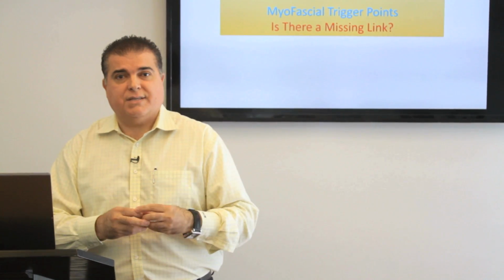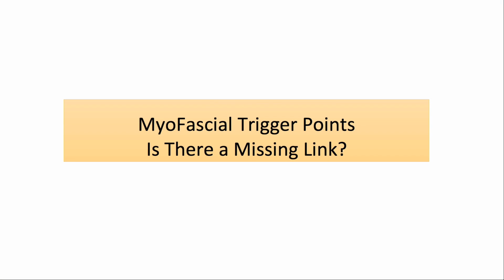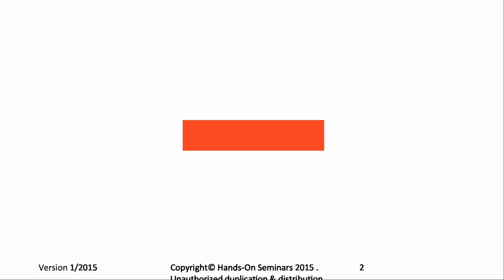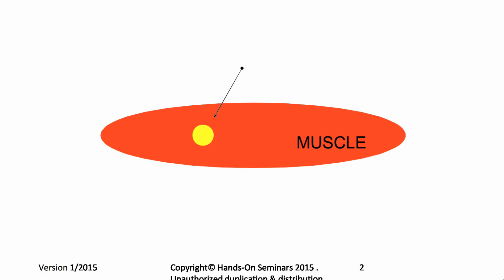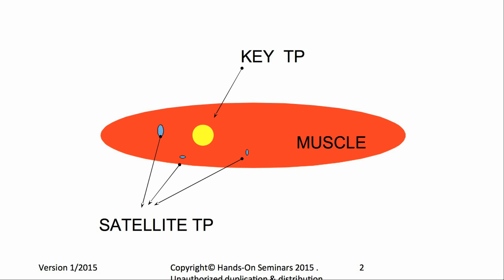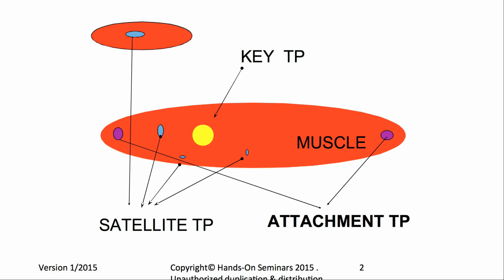by applying these techniques. Of course, a myofascial trigger point can be found within the belly of a muscle. We can have a key trigger point, we can have satellite trigger points around the key trigger point or in functionally related muscles to the original muscle. And of course, we may also have musculotendinous or attachment trigger points.